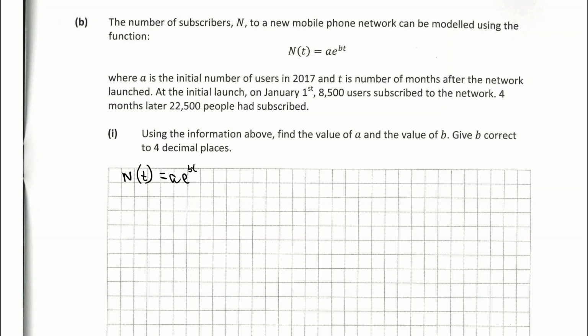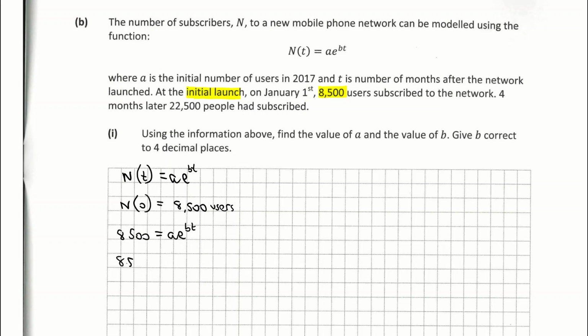And what do we know? It's saying, first of all, at the initial launch, we have 8,500 users. So initial launch is going to be at time 0. Imagine I'm using a stopwatch. At that initial time that I set my stopwatch, it's going to be time 0. So that's why I'm subbing in 0 for time. And at the initial launch, we have 8,500 users. So that's what I know. And instead of calling it N0 equal to 8,500, I'm going to say 8,500 users is equal to this formula A e to the power of B t.